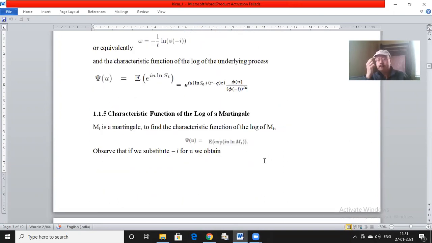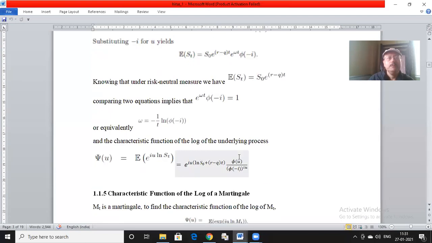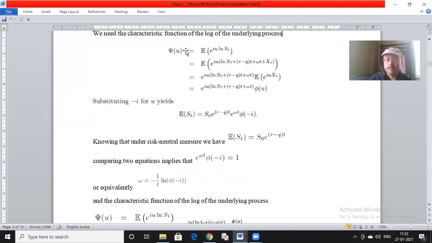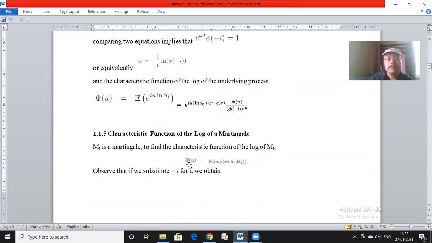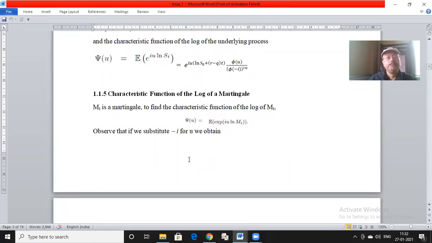Okay, so a little bit more specializing. So suppose I want to talk about the characteristic function of the log of a martingale, because martingales are very important for us. We are always trying to arrive at a martingale so that we can find the expected no change situation. So suppose M_T is a martingale and I want to find again psi(u). So it's a bit of notational abuse, but the book keeps using psi. So psi(u) is the expectation of e to the power iu log M_T. So this is our characteristic function.